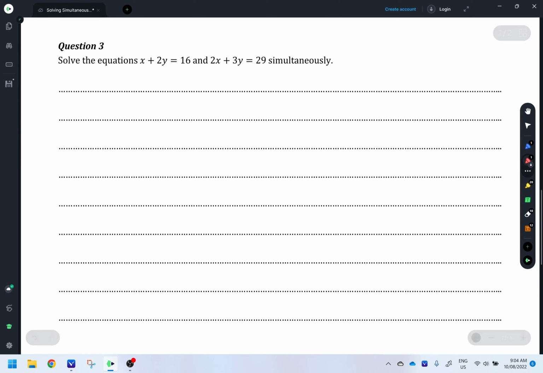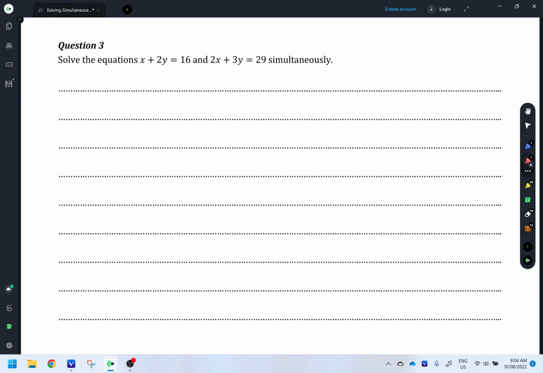Looking at question 3 now, this third example I've got here, we want to solve the equations x plus 2y equals 16 and 2x plus 3y equals 29. So we'll write them down. So we have x plus 2y equals 16, and we have 2x plus 3y equals 29.